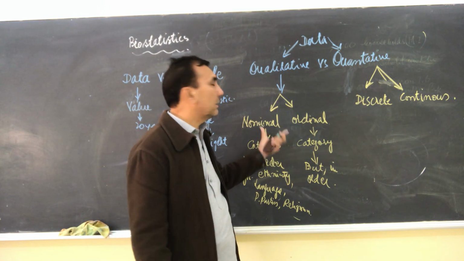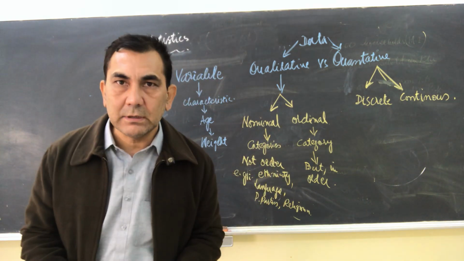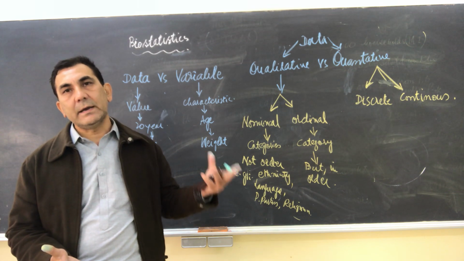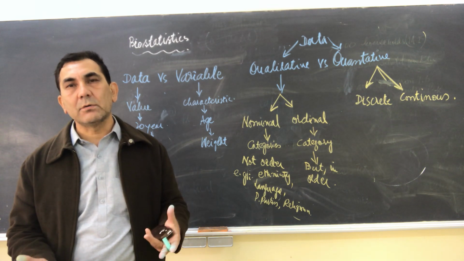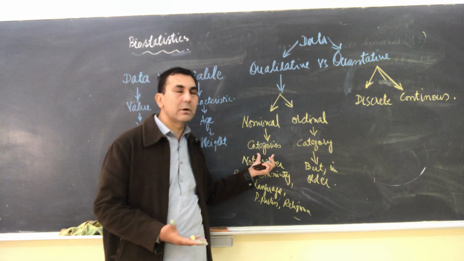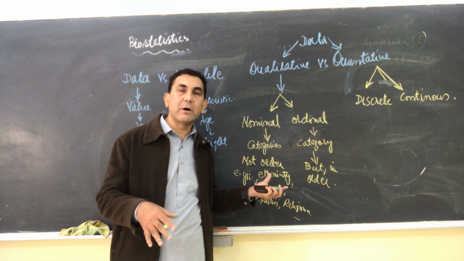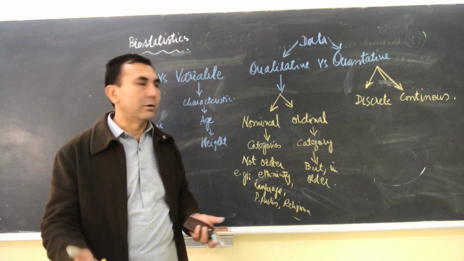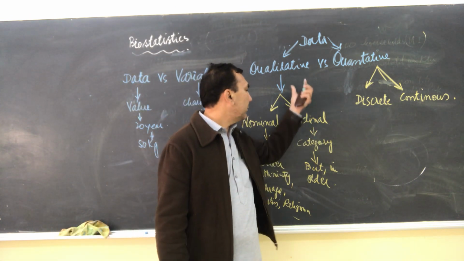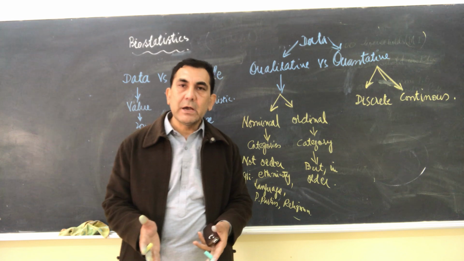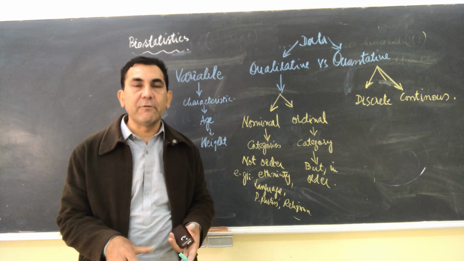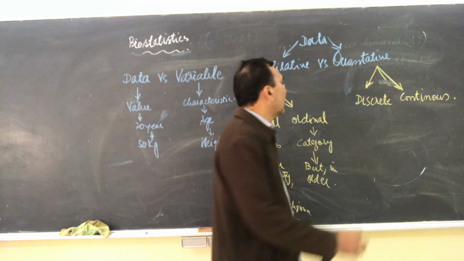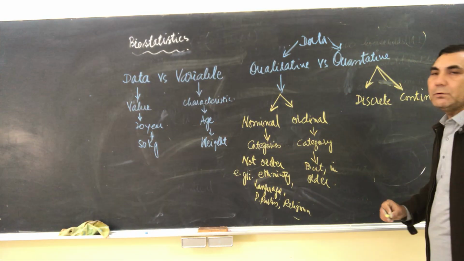So the qualitative data is further divided into two types. One is called nominal qualitative data, and the second one is called ordinal qualitative data. Nominal qualitative data is in category form but not in order form. And ordinal qualitative data is present in category form, but it is also in order form. Now we will come to the quantitative data.